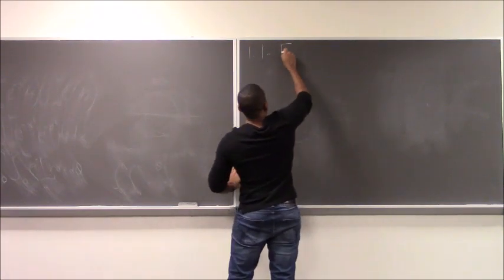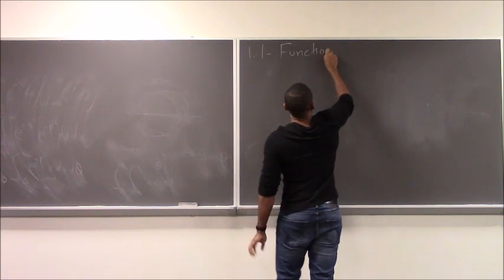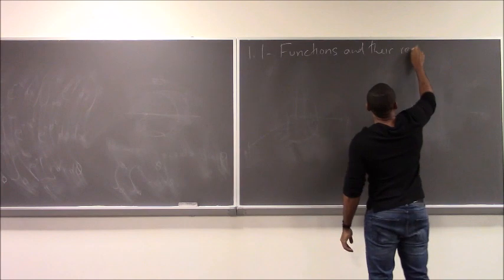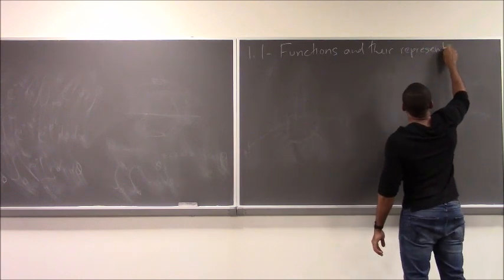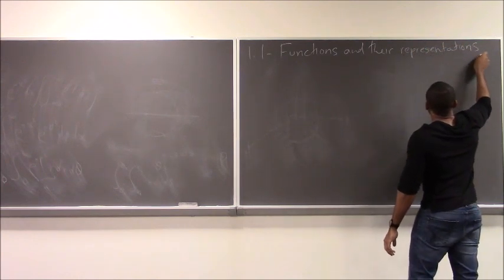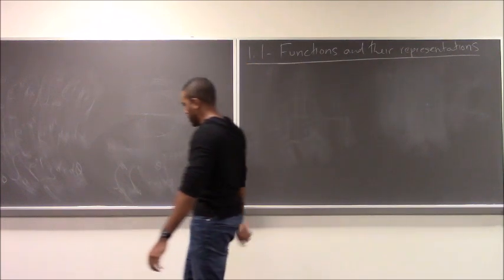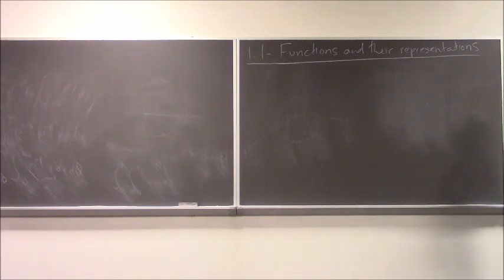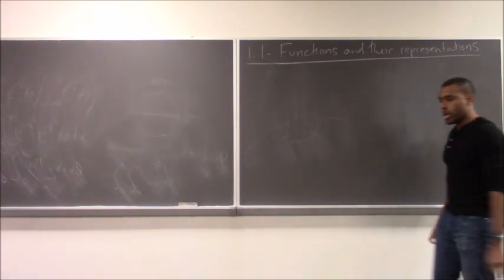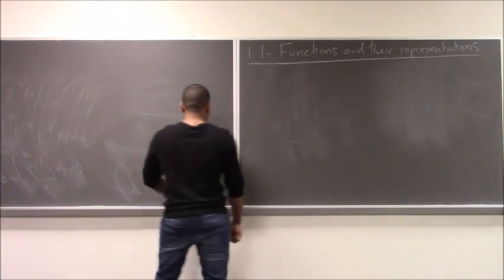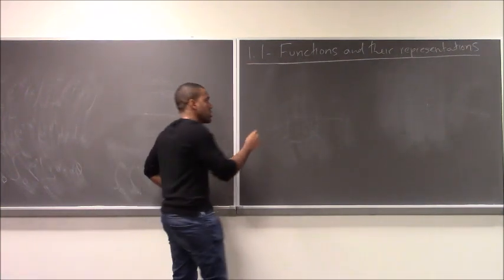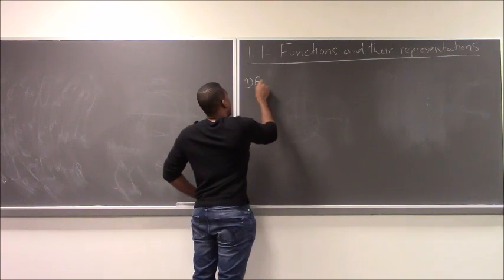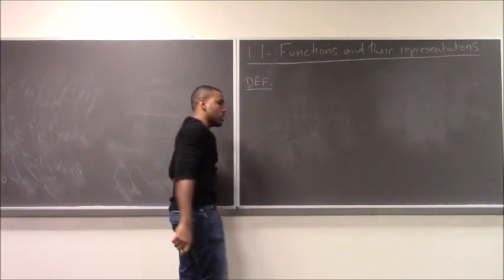Section 1.1, functions and their representations. So basically functions help us to model situations where we want to talk about relationships between objects, right? And there are special relationships between objects. Before we get into some applications, let's actually talk about the mathematical definition of a function.